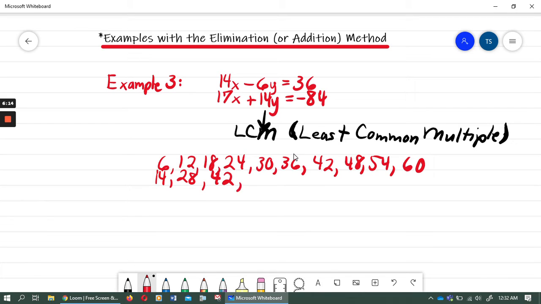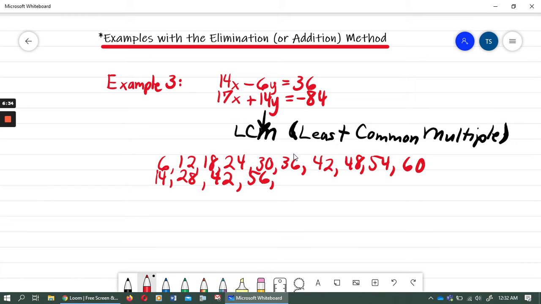14 times 4 is what? 56. I'm going to stop there for now because we've got enough multiples listed where you can identify a least common multiple for these two numbers. We can identify a least common multiple for 6 and 14.